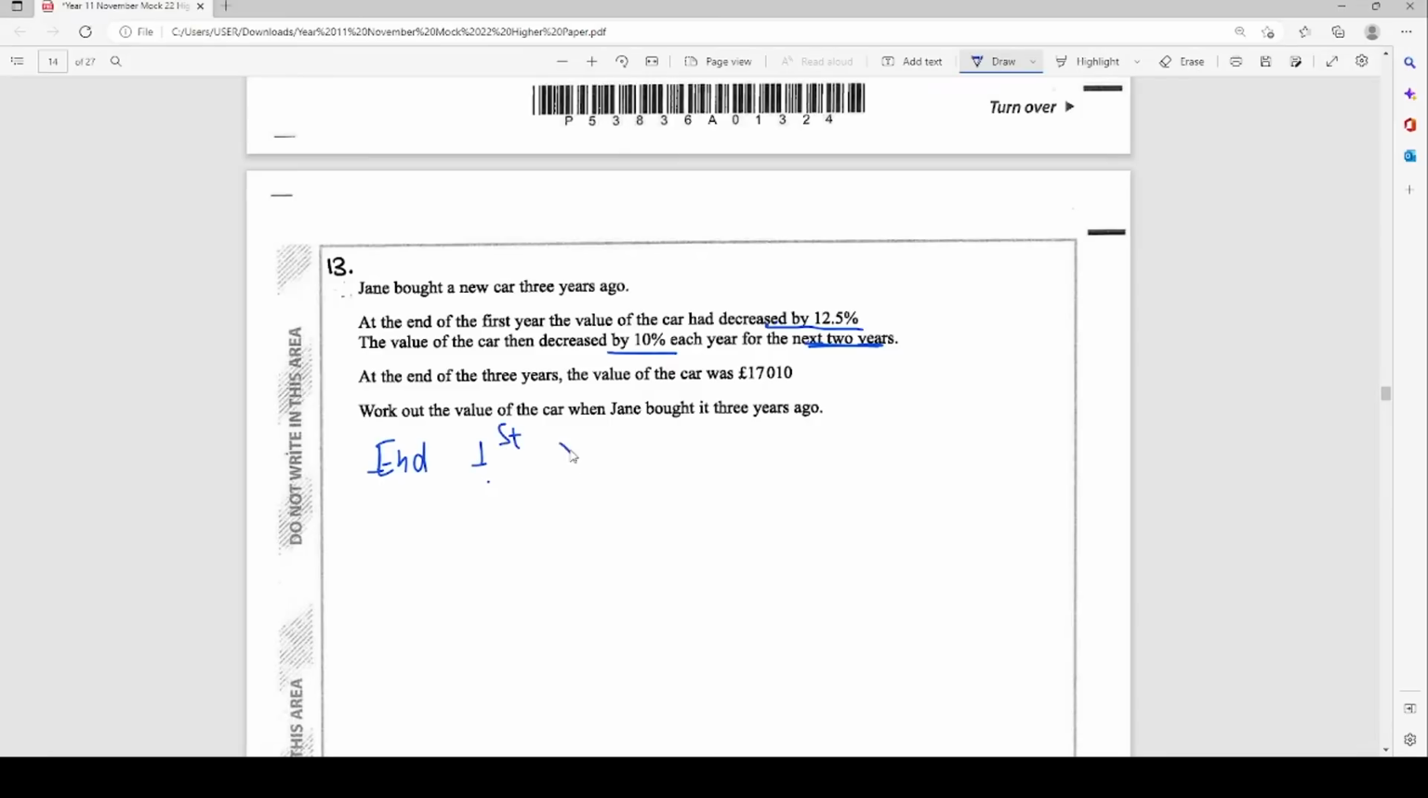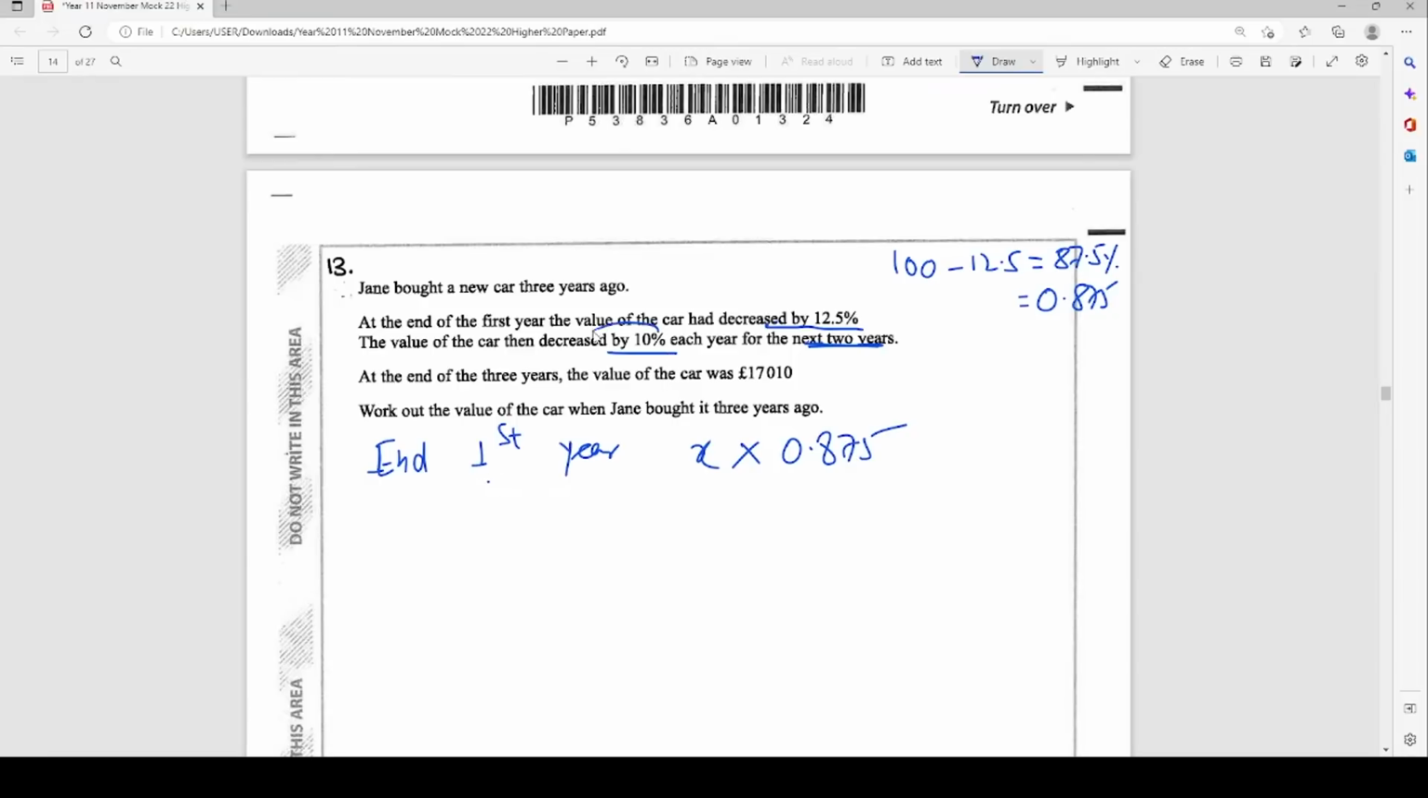At the end of the first year, whatever the value of the car was, let's say it was X, it will become X times the multiplier for a 12.5% decrease. That's 100 minus 12.5, which is 87.5%. The multiplier for it would be 0.875. So X times 0.875, guys, that's the value of the car after the end of the first year.